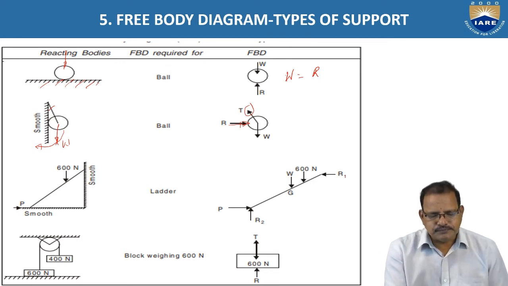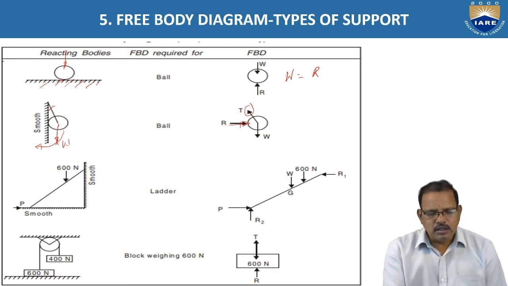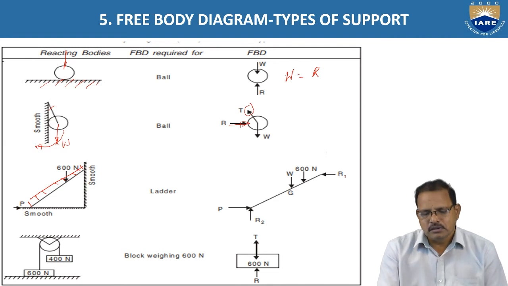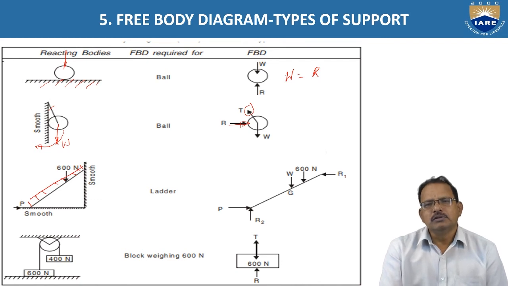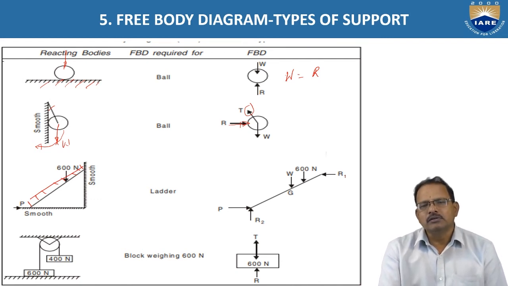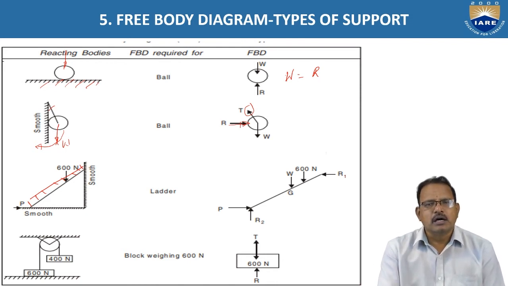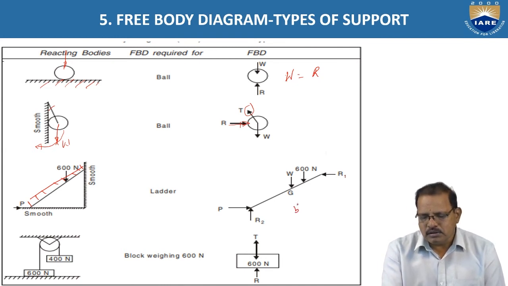The third figure represents a ladder. It is kept against the vertical wall as shown in the figure. Assume the vertical as well as the ground surfaces are smooth. That means there is no friction force. When we remove the horizontal and vertical walls, the reactions offered by the surfaces are shown in the figure.